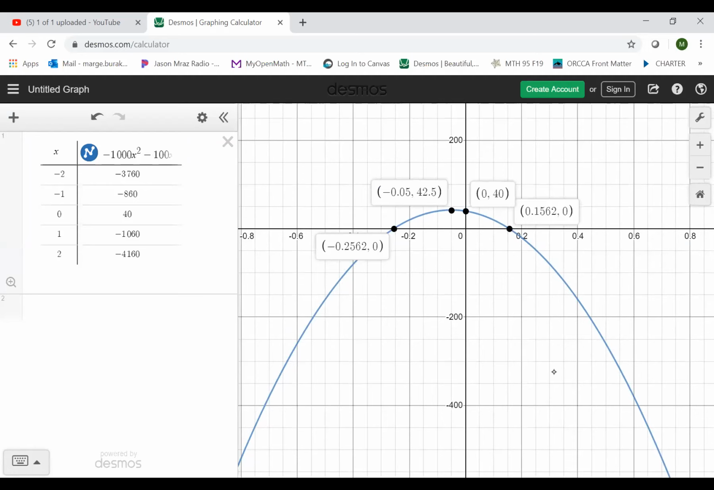Those are the important points of any parabola. All right, so we see the numbers here, negative 0.2562. That's my x-intercept, and the other x-intercept is positive 0.1562. And the y-intercept is 0.40, and the vertex is at negative 0.05, 42.5. All right, so I'm going to write those down in my answers here.